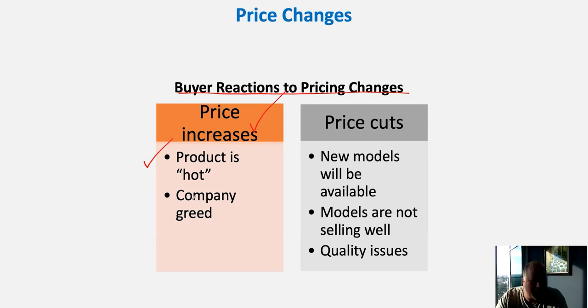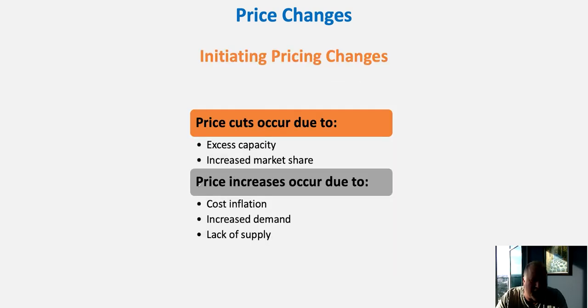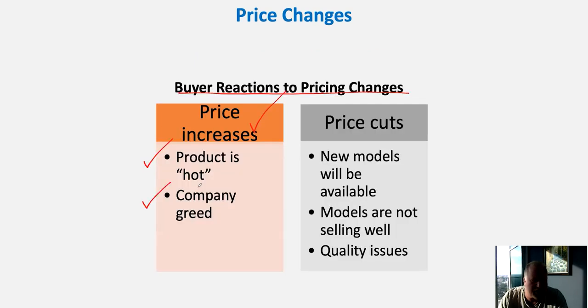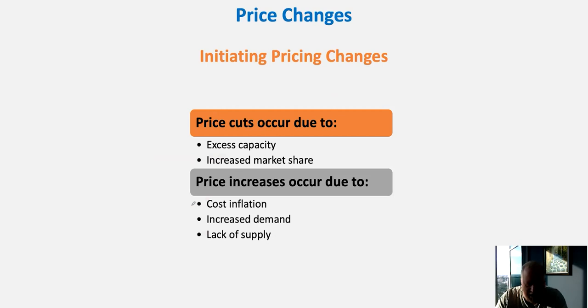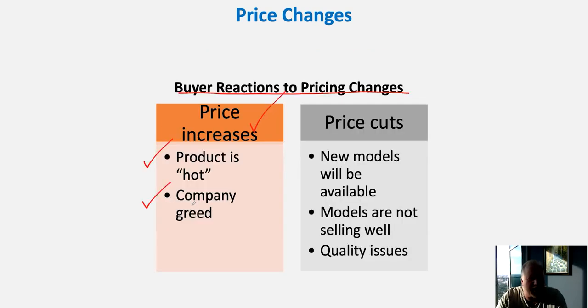On the other hand, some people might think that the company is greedy, that the company is trying to rob the marketplace. This greediness of the company is a negative implication. So many times, in price increase situations, we have to manage the spin on why our product price is increasing. We want to make people think it's because there's a demand for our product and not because our company is just trying to cheat the customer.